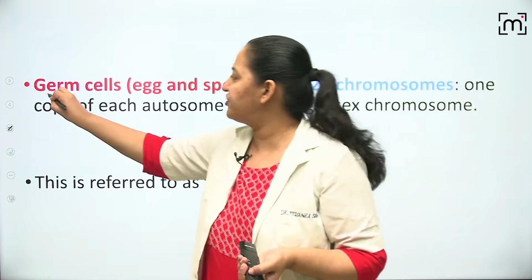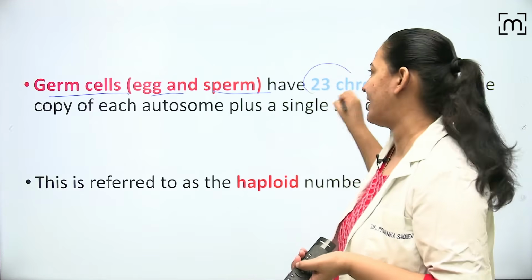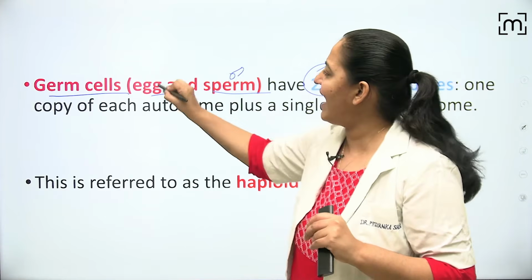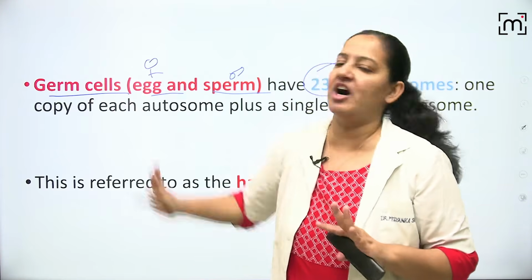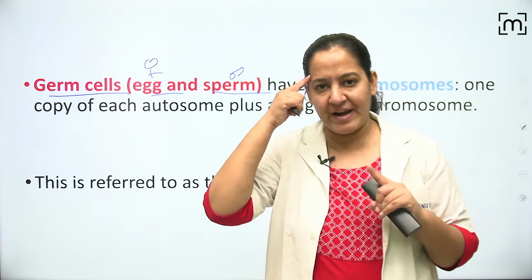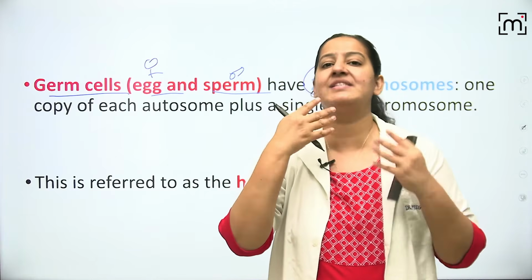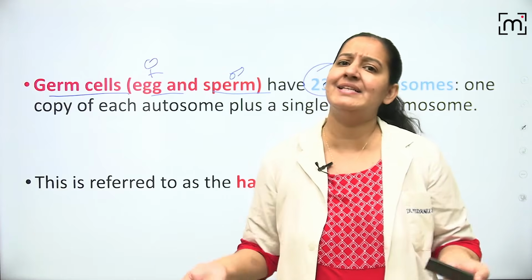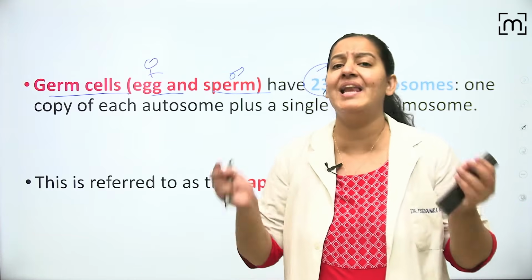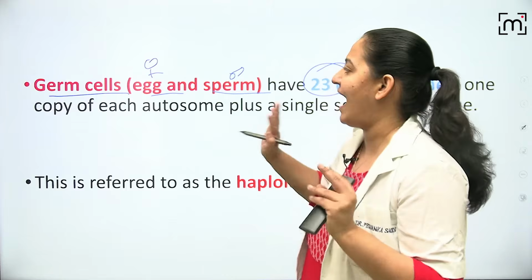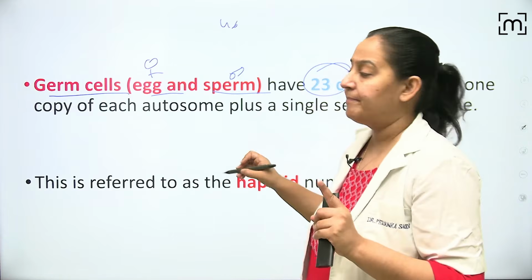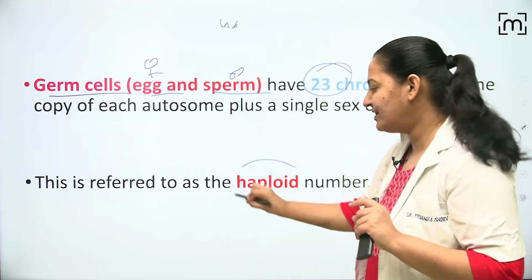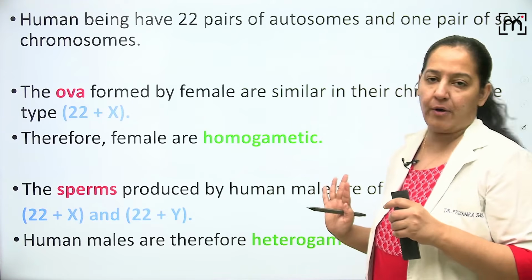I've already told you that germ cells, that is egg and sperm, have 23 chromosomes. Except for these germ cells, all other cells, whether a brain cell, eye cell, nose cell, oral cavity cell, lung cell, heart cell, stomach cell, kidney cell, liver cell, muscle cell, bone cell, any other cell in the human body, have 46 chromosomes. Only the sperms in male and the egg in female have 23 chromosomes. Only these are haploid. Rest all cells are diploid, right?